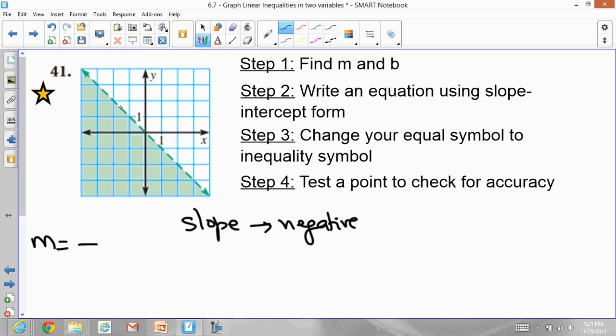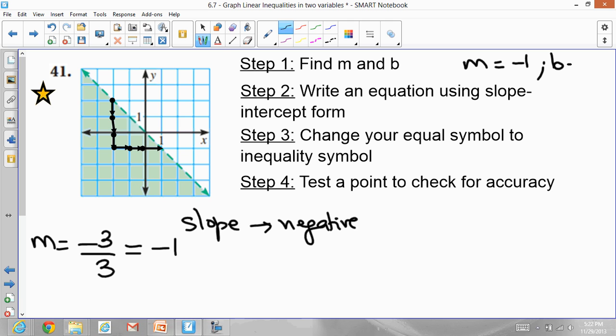So now I can take any 2 points that fall on the dotted line and find the slope of the line, or I can just do rise over run. So if I want to do rise over run, this is what I'm going to do. I'm going to go rise 1, 2, 3. So that'll be my rise. And my run in this case will be 1, 2, 3. So that'll be my run. So my rise is 3, my run is 3. In this case, you have to understand that the slope will be negative because it's sloping down. So negative 3 divided by positive 3 is going to give me negative 1. So the first step, M is negative 1.